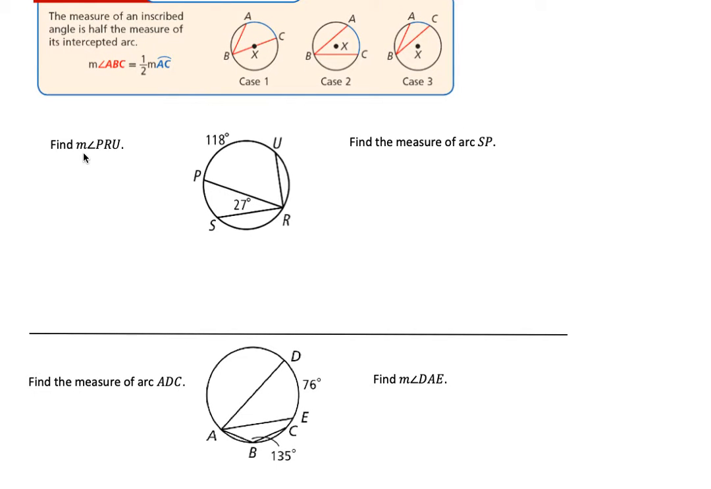To find the measure of angle PRU, the intercepted arc is right here, and the arc is 118 degrees. So to find the degree of the angle, we just need to divide that by 2. 118 divided by 2, and you'll get 59 degrees. So the measure of angle PRU is 59 degrees.